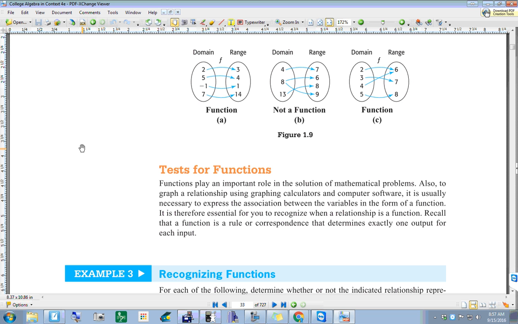So, what about the next one? 4 always goes to 7. Ooh, where does 8 go? 8 goes to where? You can only give me one answer. Where does 8 go? Oh, you already know the game, because if you say 6, I'll say 9, right? And if you say 9, I'll say 6. That's why it's not a function. One thing in, one thing out.